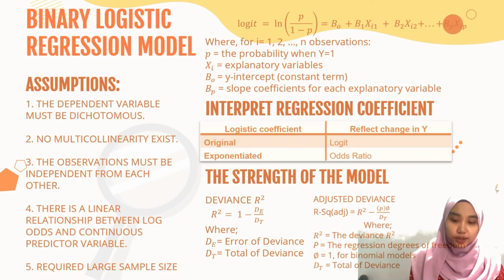The assumptions are: first, the dependent variable must be dichotomous. Second, no multicollinearity exists. Third, the observations must be independent of each other. Fourth, there is a linear relationship between the log odds and the continuous predictor variables. And the last one requires a large sample size. There are two ways to interpret the regression coefficient, which are logit and odds ratio.